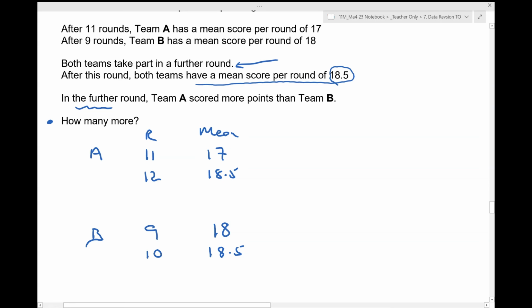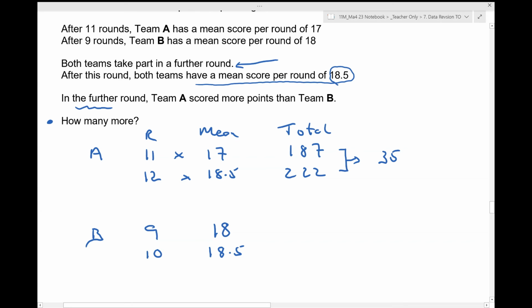Well, we've got all the information set out here. Let's think about Team A first of all. In the first 11 rounds, they had an average of 17. So in the first 11 rounds, their total number of marks is 187. And after 12 rounds, they had an average of 18.5. So their total number of marks after 12 rounds is 222, 12 times 18.5. So in that final round, they must have scored 222 minus 187. They must have scored 35 marks in that last round, that 12th round.